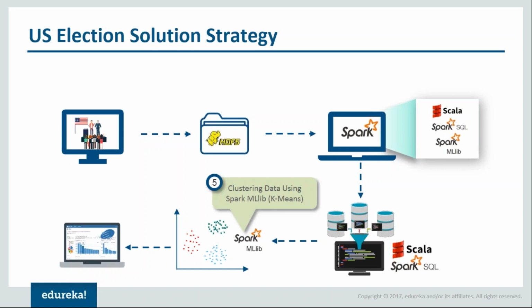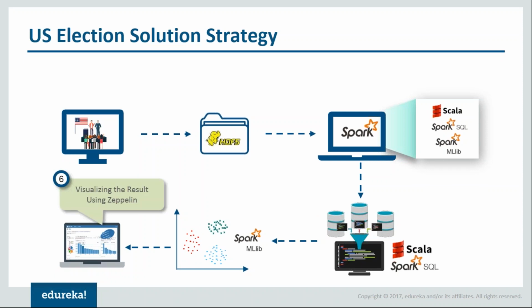The next step is clustering this data using Spark MLlib. And for clustering our data, we'll be using k-means. And the final step is to visualize the result using Zeppelin. Now, visualizing this data is also very important because without the visualization, you won't be able to identify what the major reasons were and you won't be able to gain proper insights from your data.